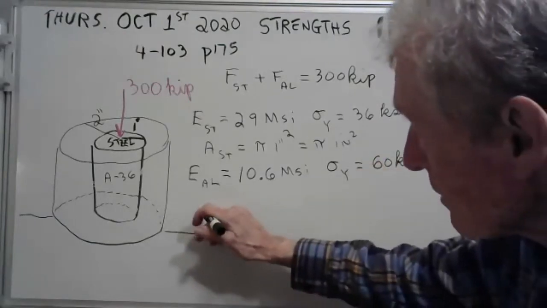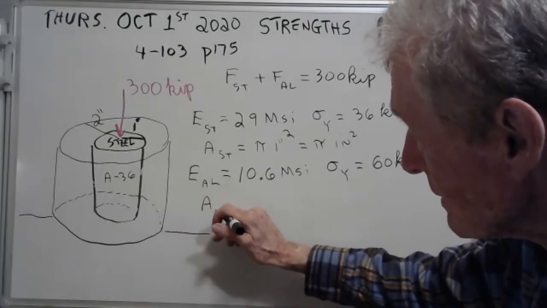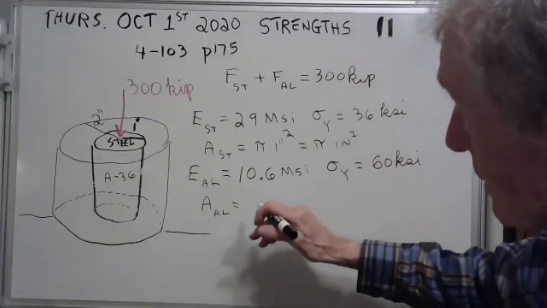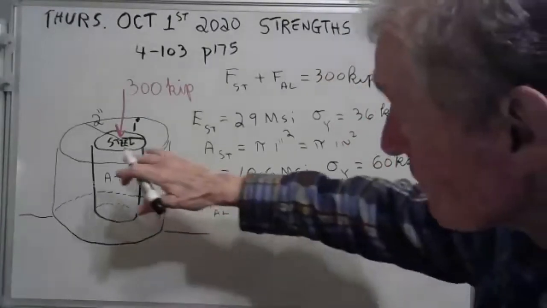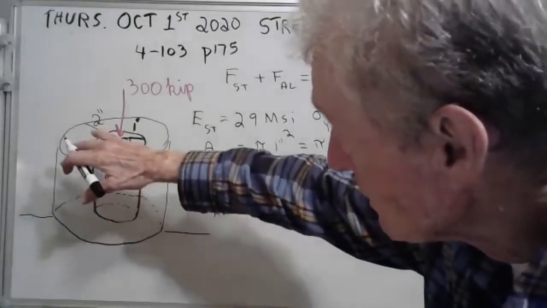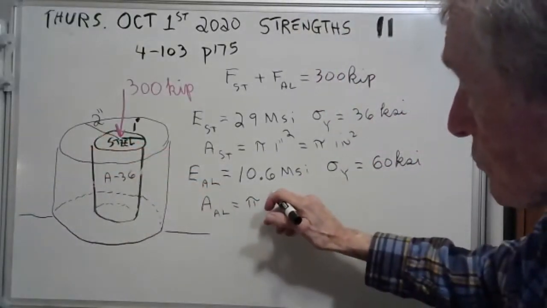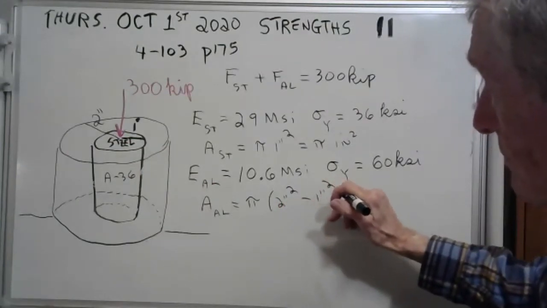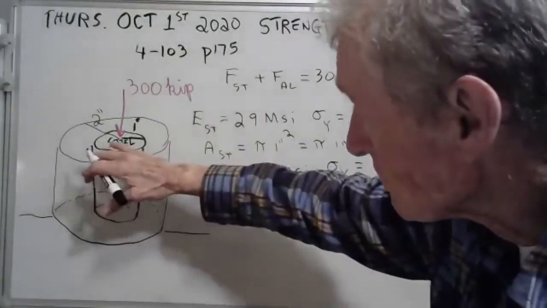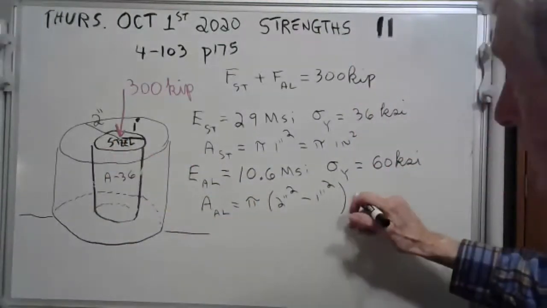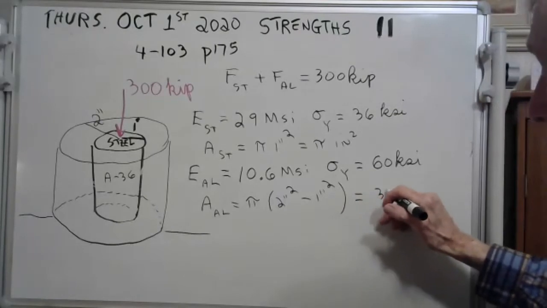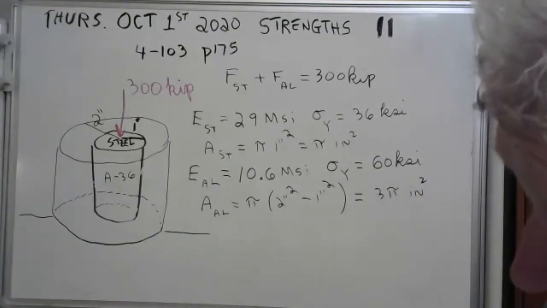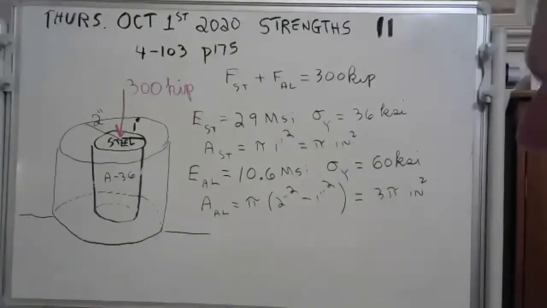Now let's get the area of the aluminum. Well, that's just pi r squared. The only thing is that the radius of the aluminum is 2 inches, but see, you have to subtract the 1 inch because the steel is taking up the middle. And so what you wind up with is 3 pi square inches. I hope I didn't lose anybody. Y'all, little Southern talk there. Y'all happy with that?